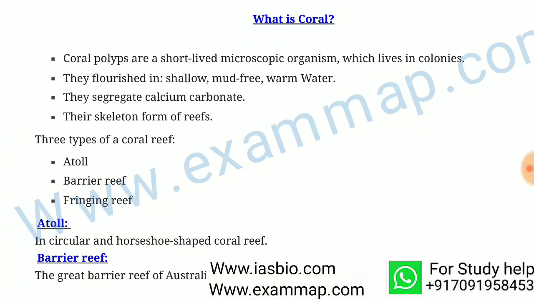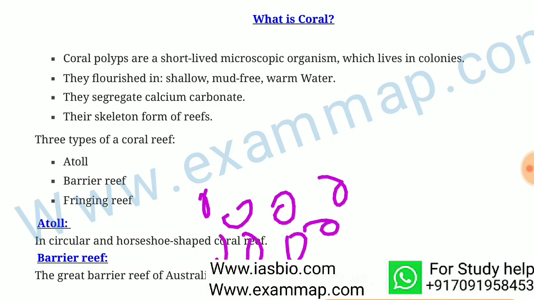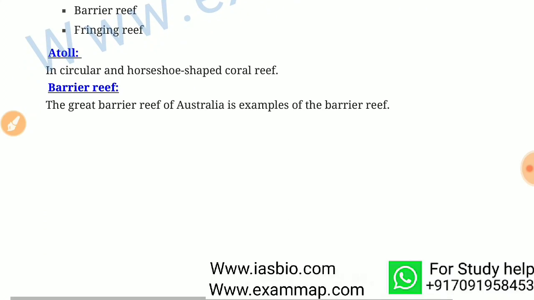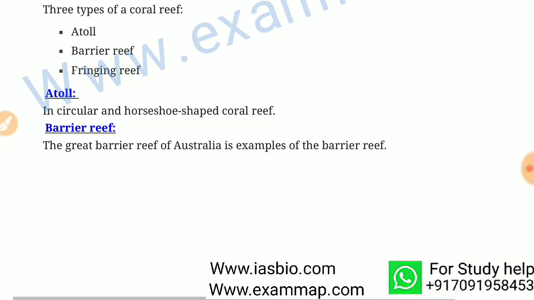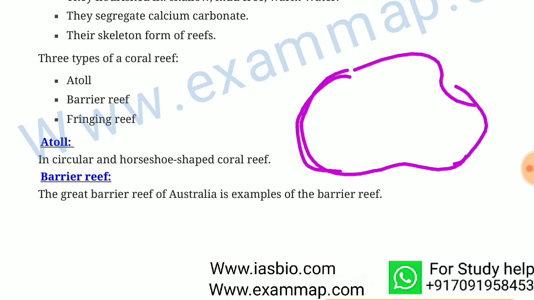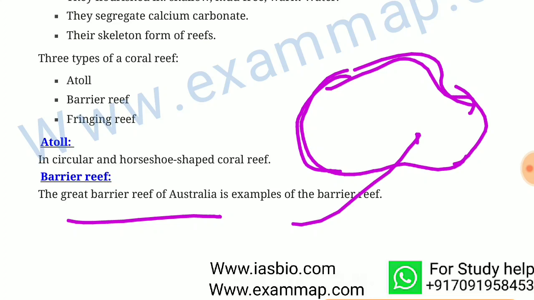So corals, what are corals? Coral polyps are short-lived microscopic organisms which live in colonies. They flourish in shallow, mud-free and warm water. They secrete calcium carbonate and their skeleton forms the coral reefs. We have three types of coral reefs: atoll, barrier reef and fringing reef. Atoll reef is circular and horseshoe shaped, and the Great Barrier Reef of Australia is the example of barrier reef.